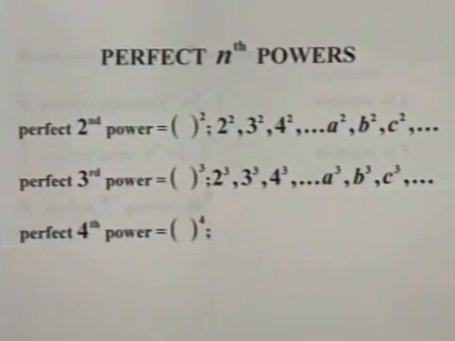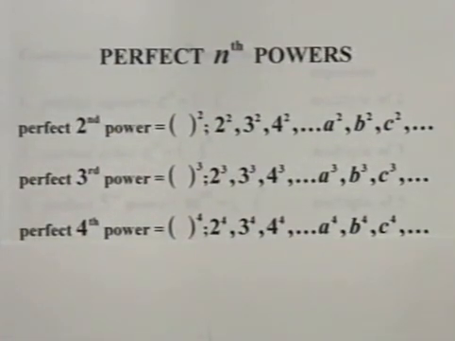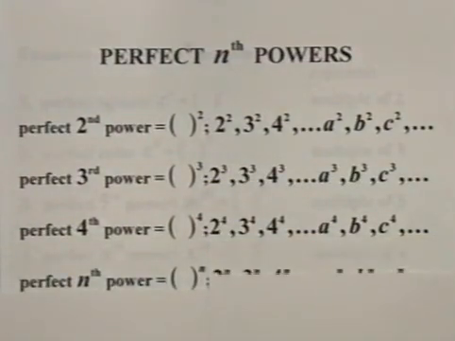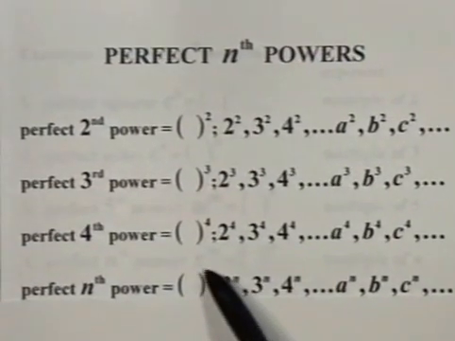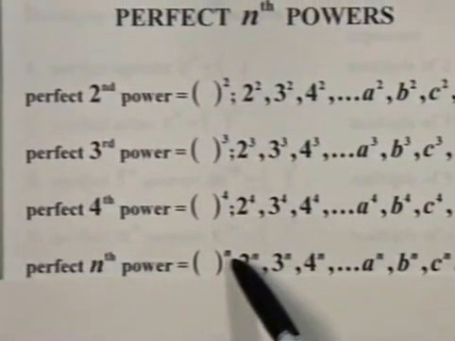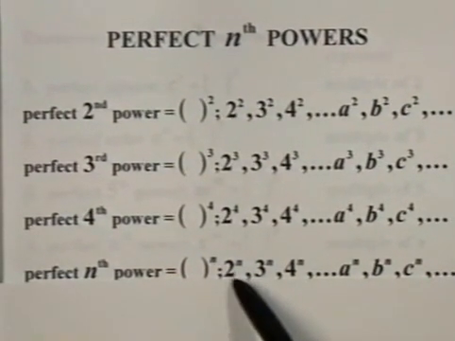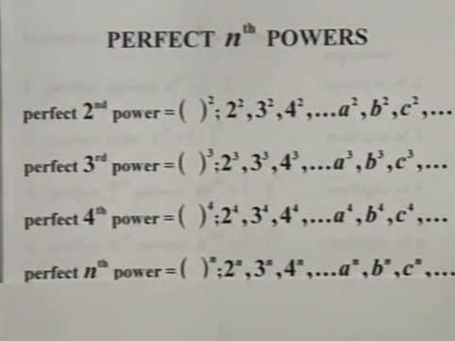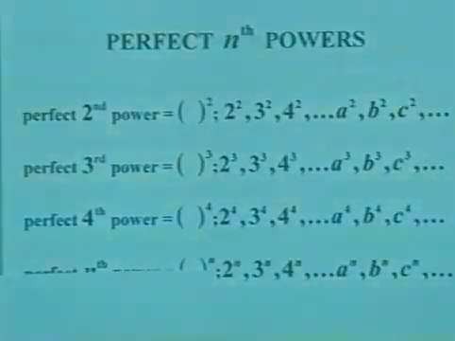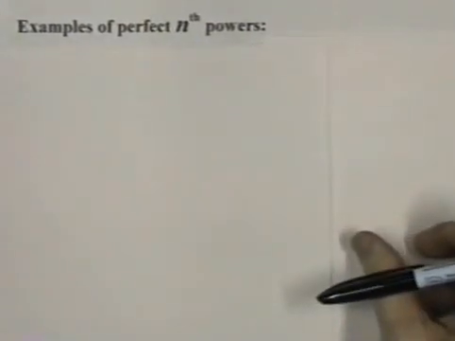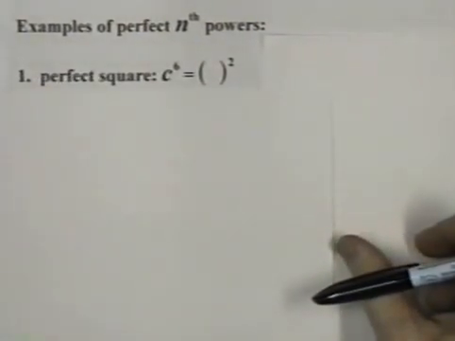Here perfect 4th powers look like that, and here are some obvious examples of perfect 4th powers. And then in general, a perfect nth power is any quantity that you can write as another quantity raised to the nth power. 2 to the n, 3 to the n, 4 to the n, and so forth. They're all examples of perfect nth powers. Let's look at this a little further. Here are some other examples that are maybe not quite so obvious that are perfect nth powers.